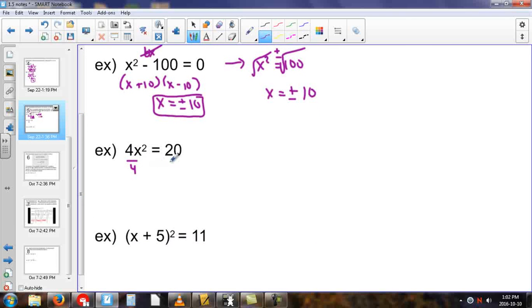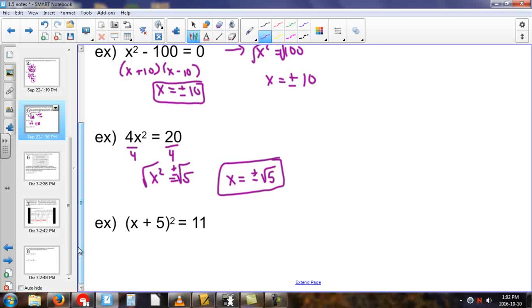Another example down here. If I divide by 4, x squared equals 5. This is not one that has a square root, so when I take its square root and put the plus or minus in, I'm just going to say that x equals plus or minus square root 5. That's not one that would have factored well. Okay?